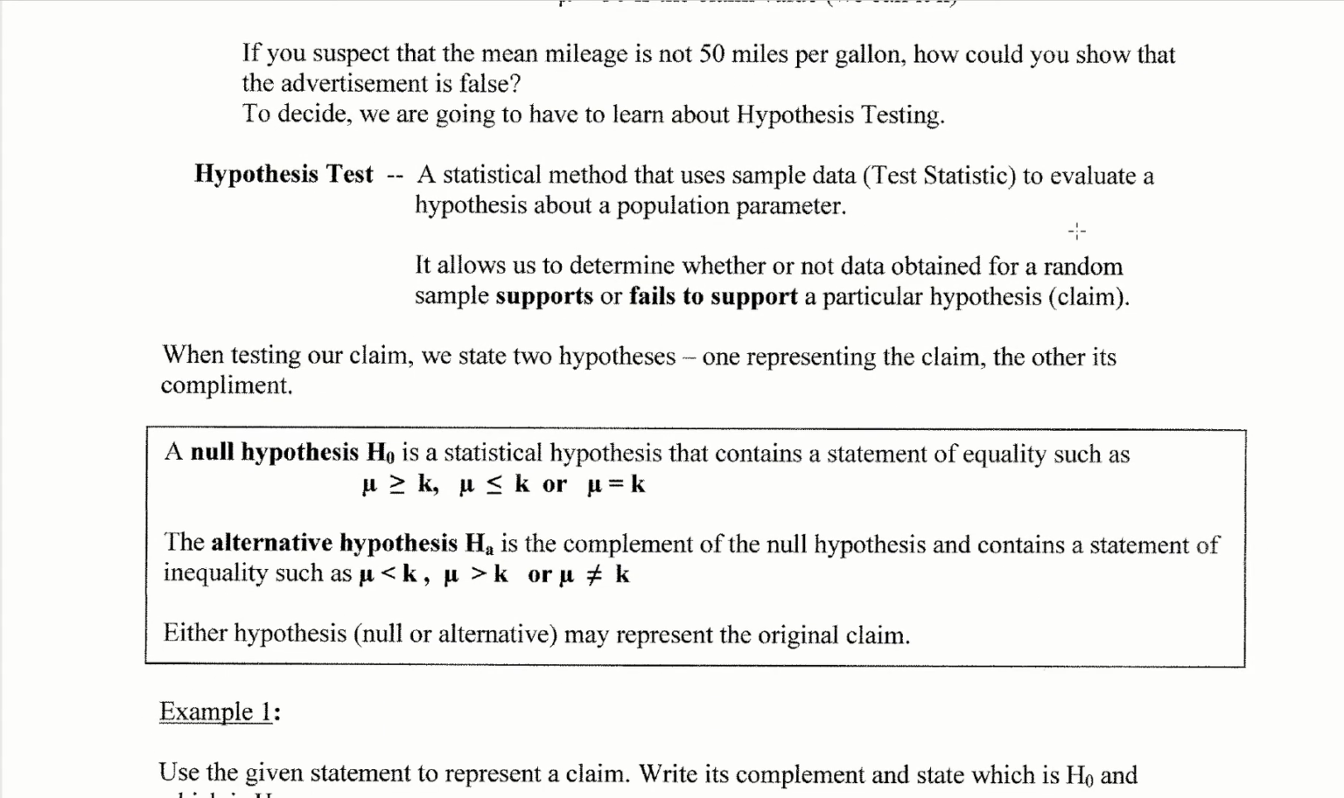It is a statistical method that uses sample data and a test statistic to evaluate a hypothesis about a population parameter. It allows us to determine whether or not data obtained from a random sample supports or fails to support a particular hypothesis. When testing our claims, we state two hypotheses, one which represents the claim and the other which would represent its complement.